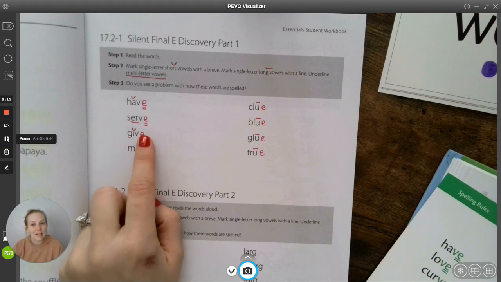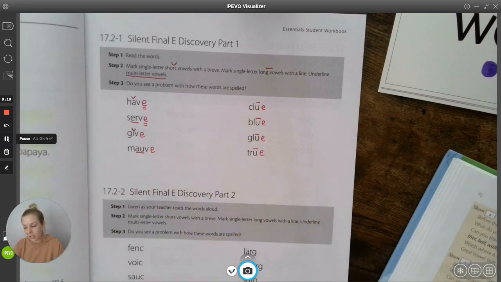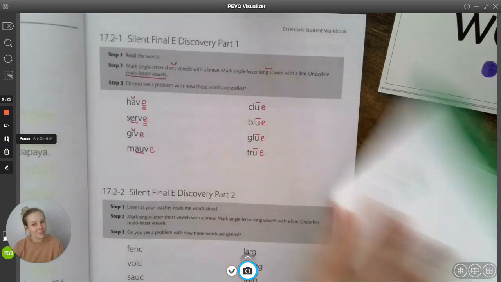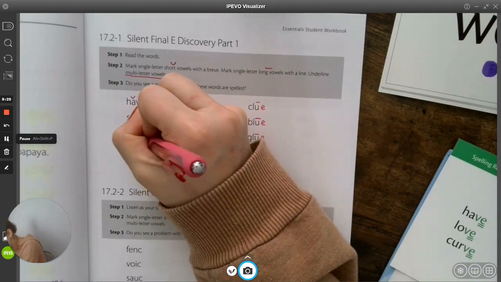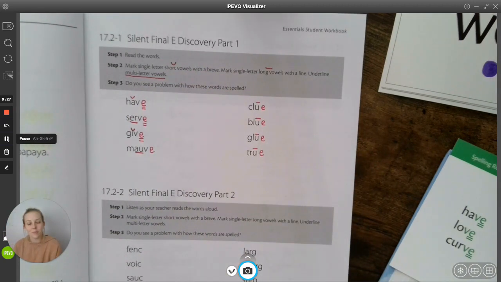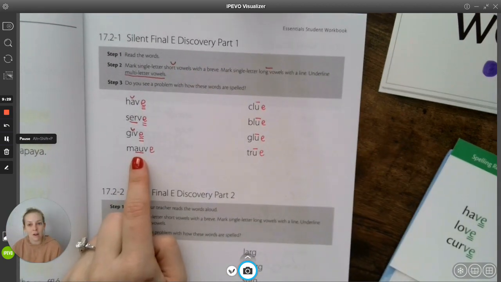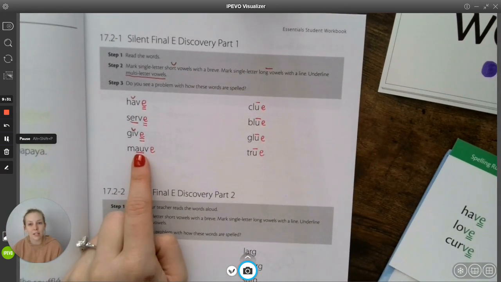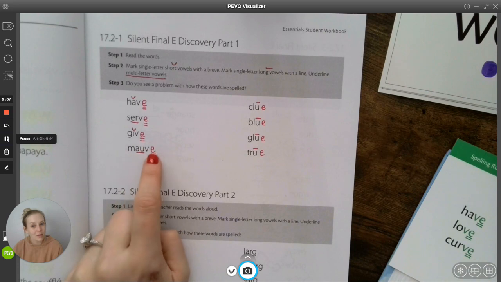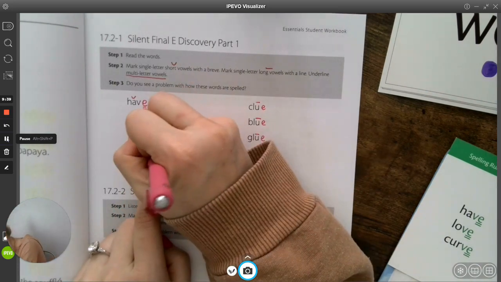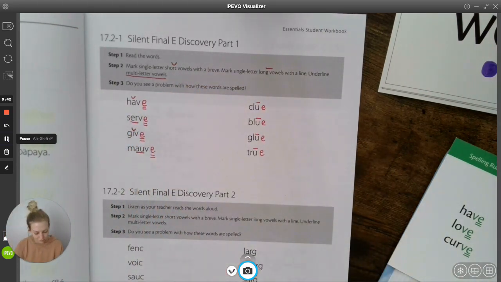Why does it need silent final E here? Because English words do not end in V or U. To mark it, we have our breath and silent final E. And mauve. What's our vowel sound here? We have a multi-letter vowel. English words do not end in V or U, so we need silent final E.